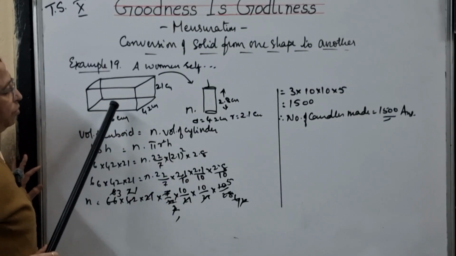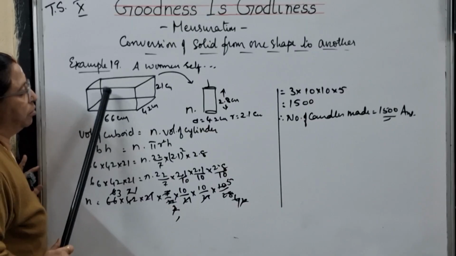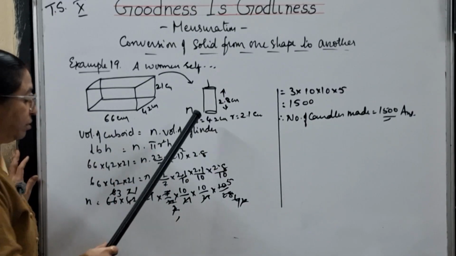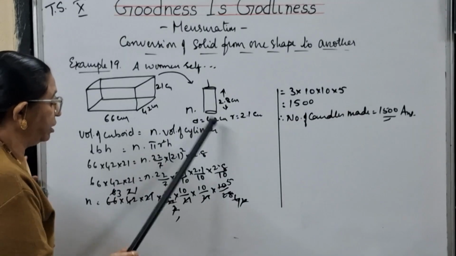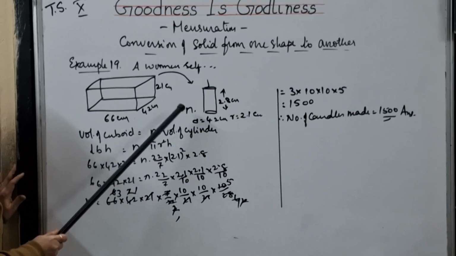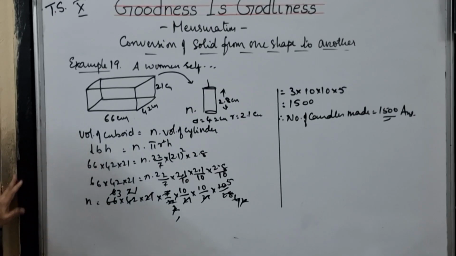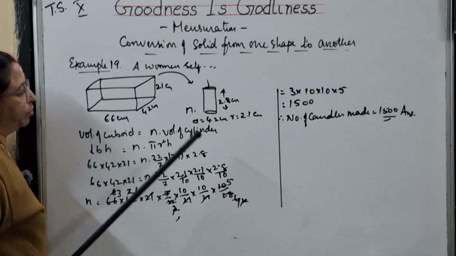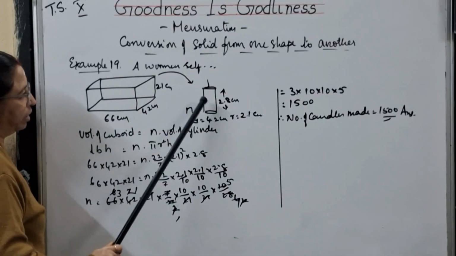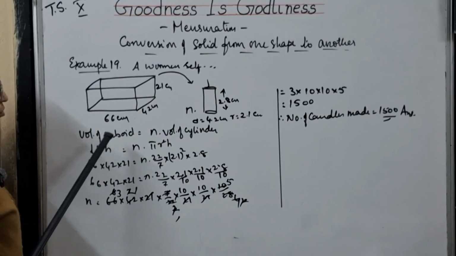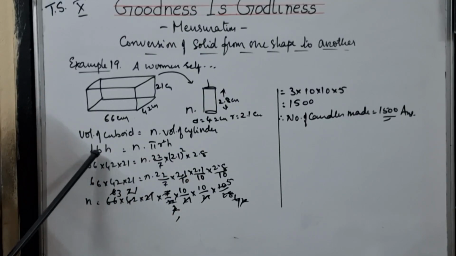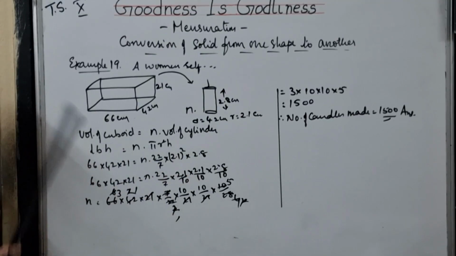Once again, the problem: a wax is given, which is cuboid in shape. It is to be converted into candles. Candles, how many? We don't know. Candle size: diameter 4.2, radius 2.1, height is 2.8. We don't know how many, so I said n. So volume of cuboid, whatever block is there, this whole thing is made into n number of cylinders. So volume of cuboid is equal to n times volume of cylinders. Volume of cuboid formula LBH is equal to n into pi r square h.